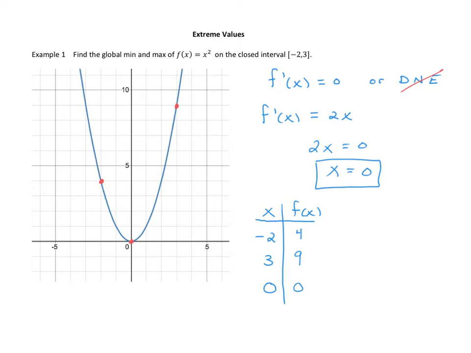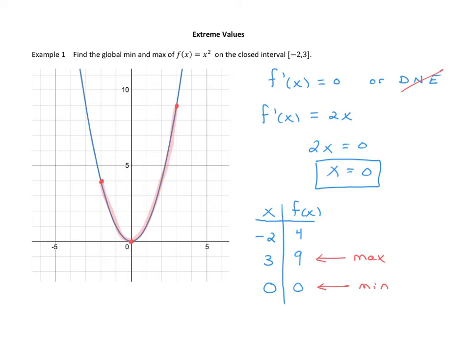So if you're looking for the extreme values, that is the global max and the global min of this function on a closed interval, you don't have to check every single point. You only have to check the endpoints and the critical point. Whichever one is the biggest is going to be the global max. That appears to be the point at 3, 9. And the global min is going to be the point at 0, 0. So this is the max, and this is the min.